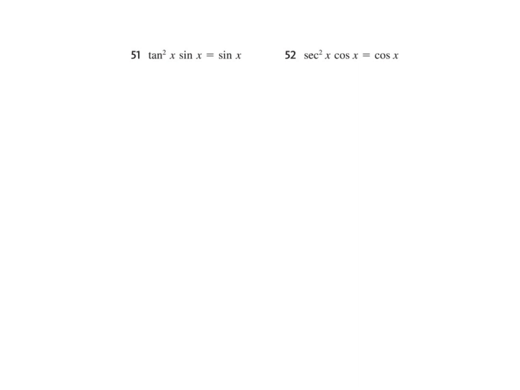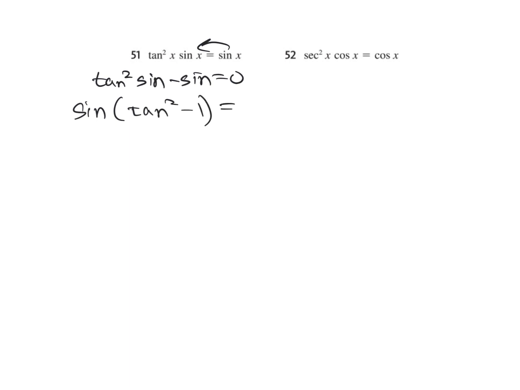All right, 51. So now we need to change a few things here. We got tangent squared sine. Let's move the sine to the other side, and let's factor out a sine, and we get tangent squared minus 1 equals 0. Okay. So now either the sine of x is equal to 0, or the tangent squared minus 1 is equal to 0. So the first one, where does y equal 0? Y equals 0 in these positions. So that would be 0, pi, and 2 pi.